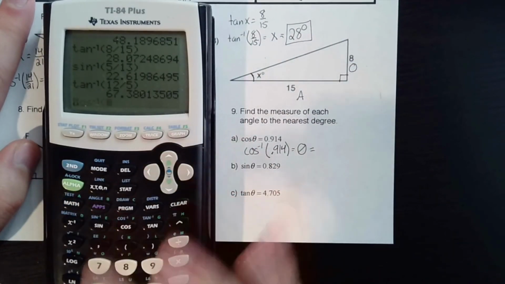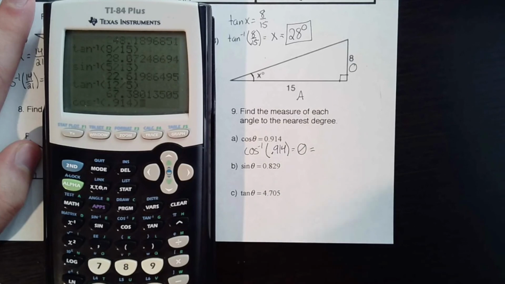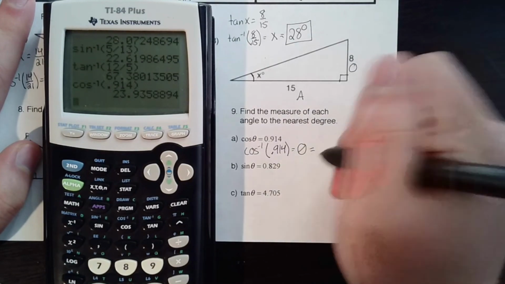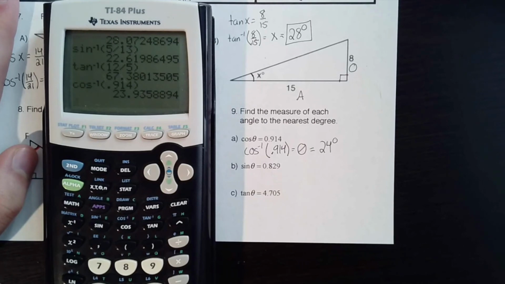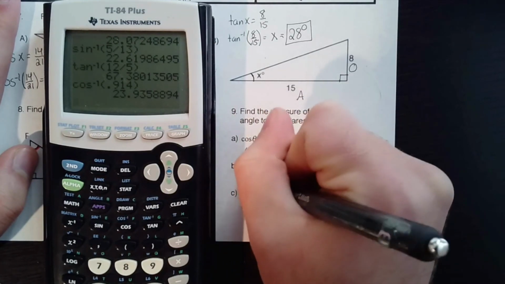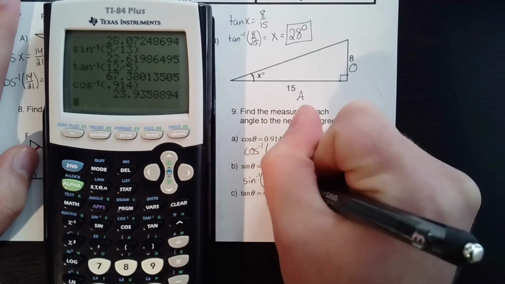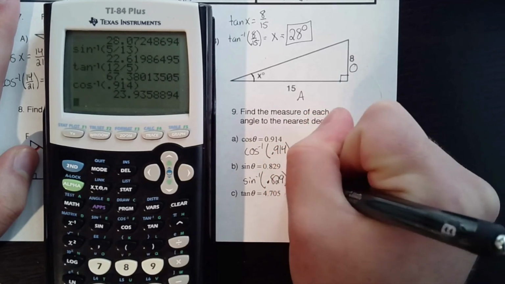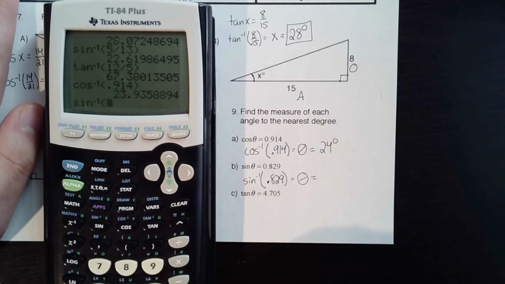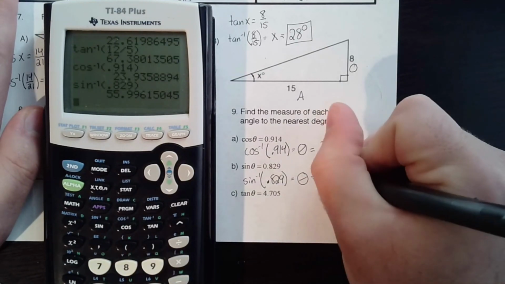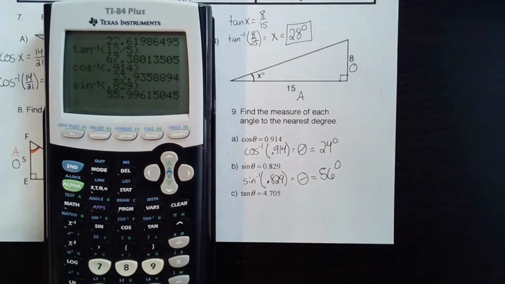So I'm going to do inverse cosine of 0.914, hit enter, and I get 23.9, which I'm going to call 24 degrees. We can do the same thing with part B, which is going to be an inverse sine of 0.829 is equal to theta. And I can do that. Inverse sine of 0.829 gives me 55.9 or 56 degrees.